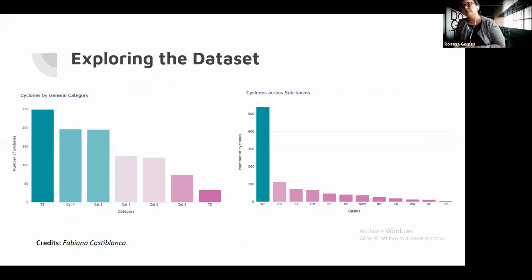Then if we keep exploring this data set, we could, for example, identify that most of the cyclones that we have data available were tropical storms or category 4 and 1 cyclones, and not so much information about the other categories. We could also see that, as was already mentioned before, most of the cyclones happen in this basin area, which is where they are formed, which is in the West Pacific. So most of the data that we actually have is for Asia. And you can go to the next one.